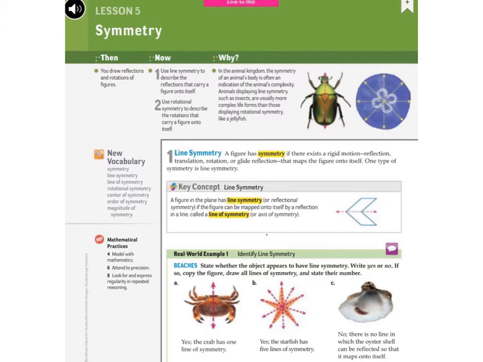Okay, so let's have a look at the last one in chapter 3. This is 3.5 symmetry. We've got quite a bit of new vocabulary, or vocabulary you may have known. There's a lot in nature that's symmetric, including yourself, but sometimes it's just line of symmetry, or sometimes it's rotational symmetry. So we're going to have a look at both of them, and we'll see how we go.